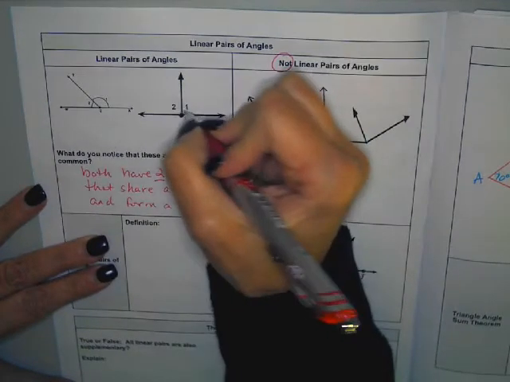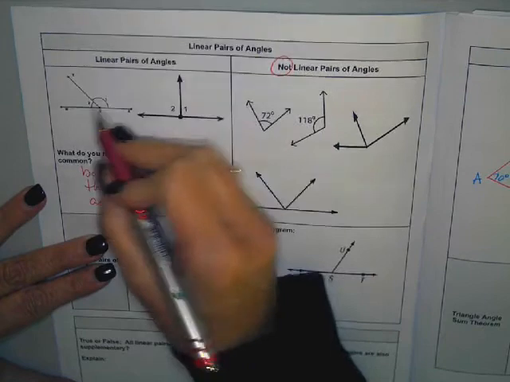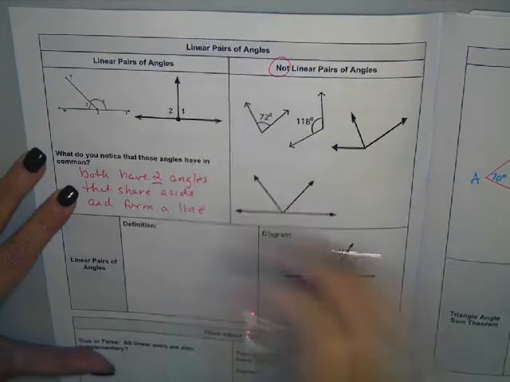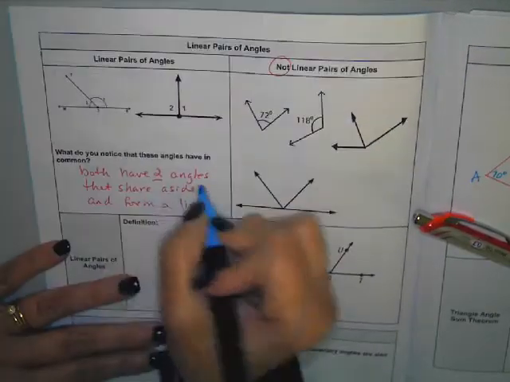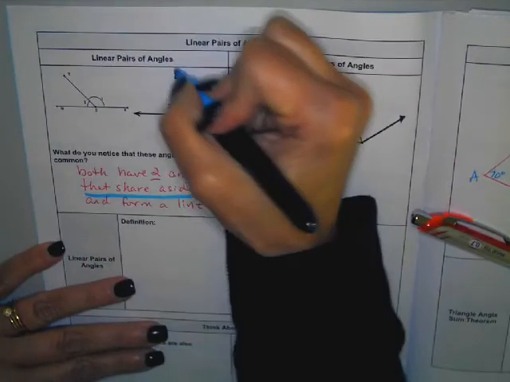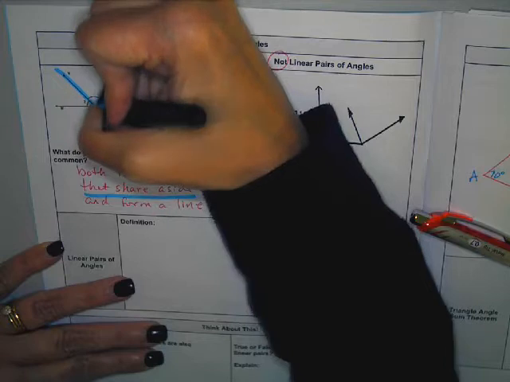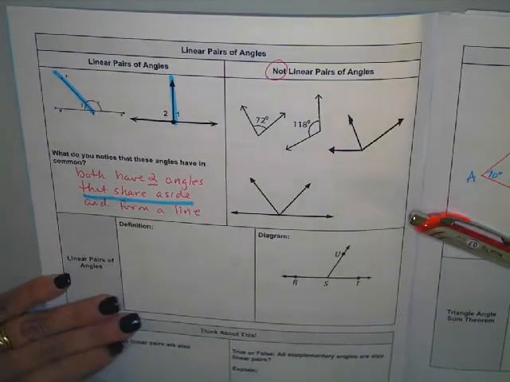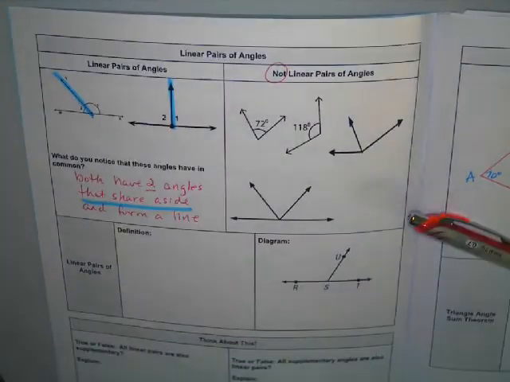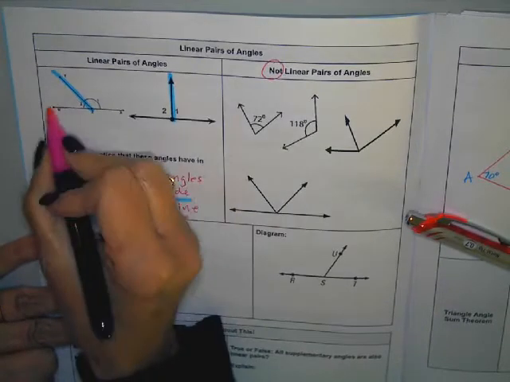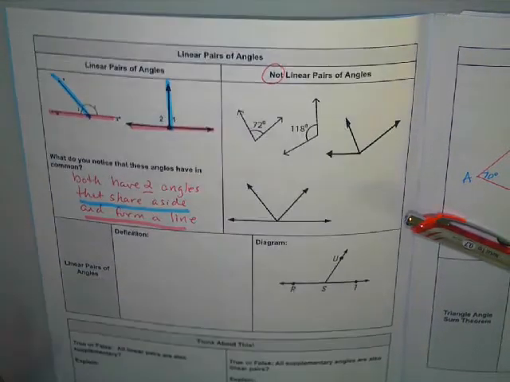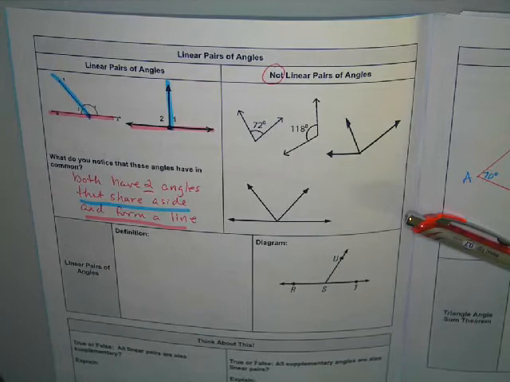There's two angles. Each pair has two angles. They share a side. So what I mean by this, they share a side, right? This is the ray that's shared between angle 1 and 2 in this picture. And this is the ray that's shared between angle 1 and 2 in this picture. And they form a line. This is the line that they form. Okay, so those are all linear pairs.